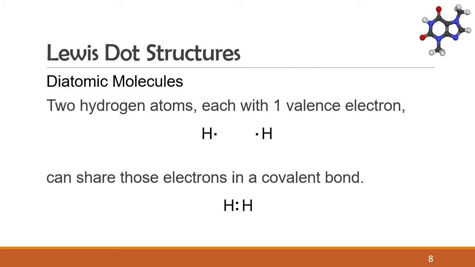Let's illustrate the Lewis dot structure first with diatomic molecules. Hydrogen has 1 valence electron, so we can draw 1 dot on either side of hydrogen to represent this electron. We learned in the previous module that electrons are more stable if they are paired, so two atoms of hydrogen can pair their respective electrons to form hydrogen gas.